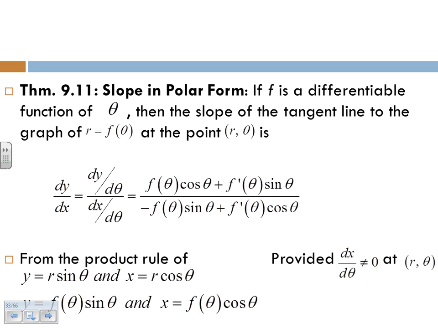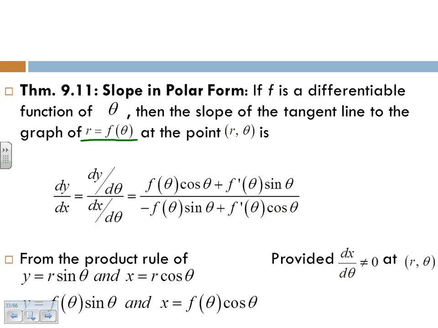Okay. So now what we're gonna do is find slope, and then we'll get some other fun things too. But first we're gonna do the slope in polar form. So remember back in parametric how we did dy dt over dx dt? Well, this is very, very similar for polar. We're going to do dy d theta over dx d theta. So if I'm given r as a function of theta, r is in terms of theta.